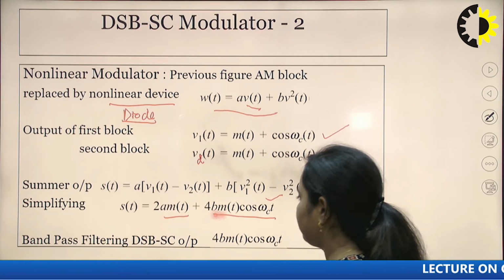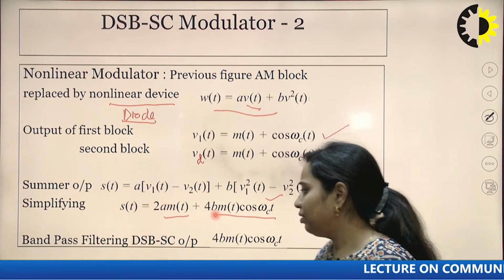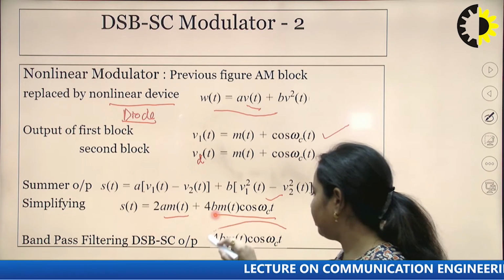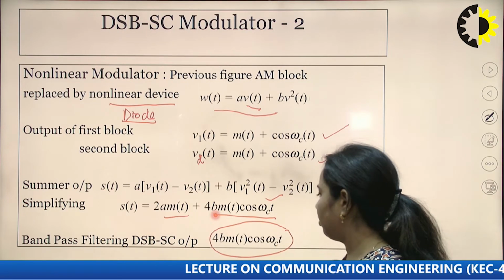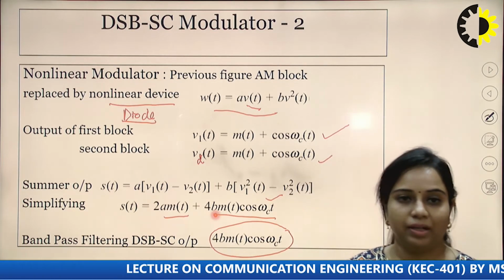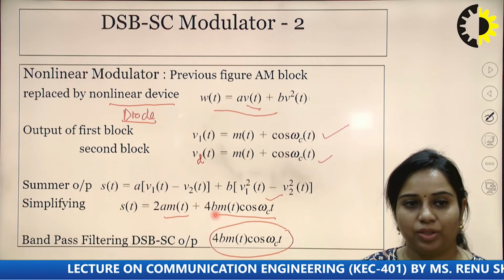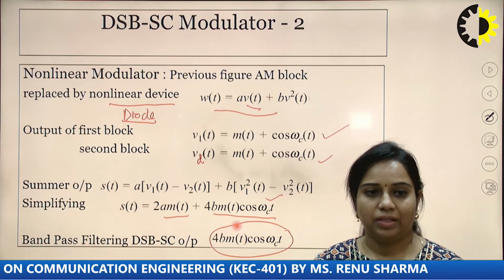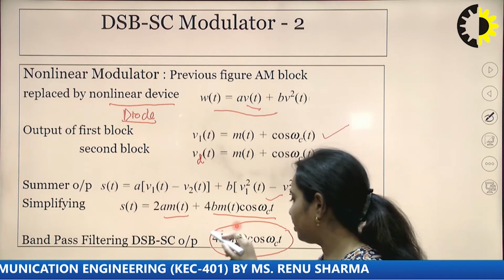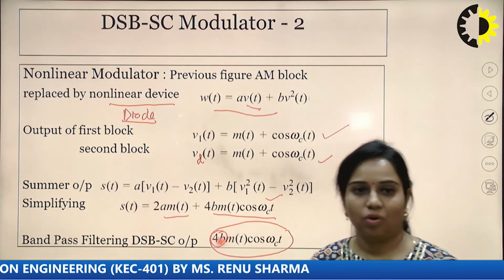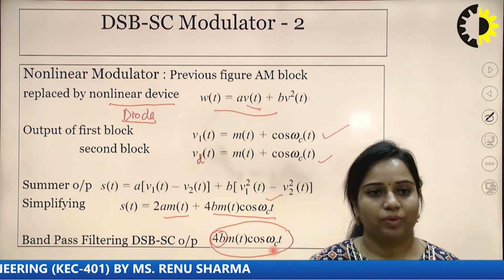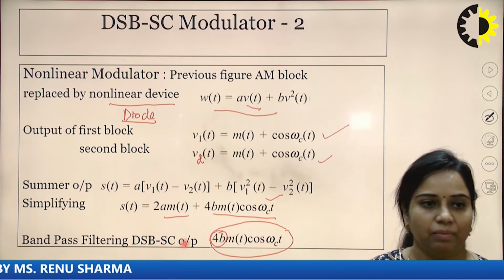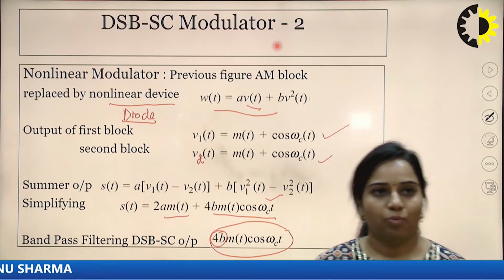So after passing this simplified equation through a band pass filter, the final mathematical expression for the DSB-SC modulator is 4b m(t) cos omega ct, where 4b is nothing but the multiplying factor or just a constant. b can be any constant value. So that will be 4b m(t) cos omega ct. So that is the band pass filtered DSB-SC output.